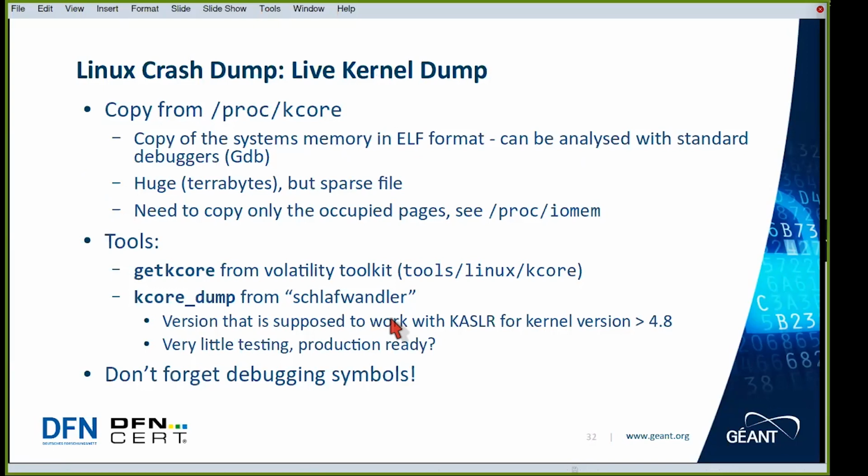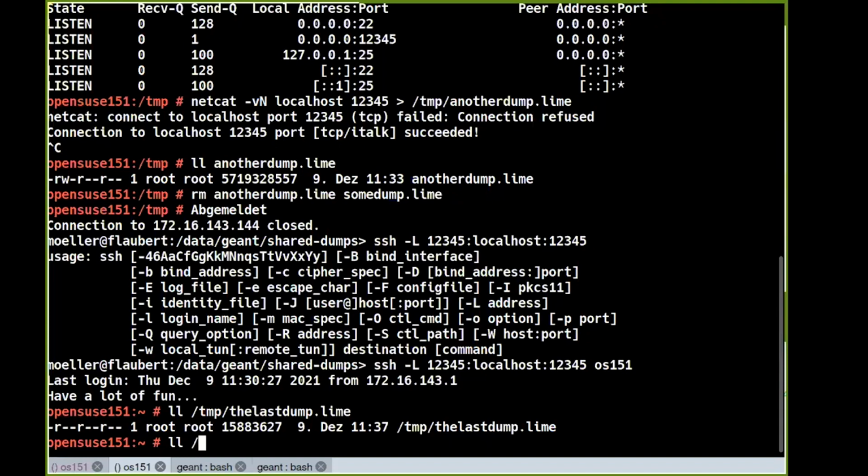So a live kernel dump can be done through a copy from proc kcore. This is a file that should be present on your system. And it's basically a copy of the system's memory wrapped in an ELF core dump format. So we can analyze it with a standard debugger. When you see that file, you may be surprised because it's huge. It's a couple of terabytes in size.